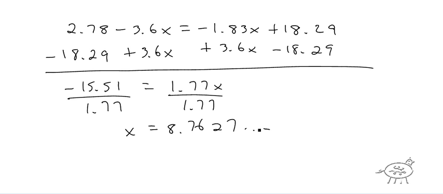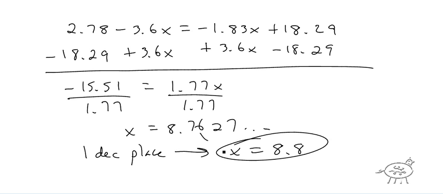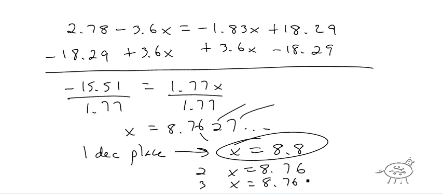Let's say I asked you to round to one decimal place. That's going to give you x equals 8 point, right? You look at the 6, you bump it up by 1, 8.8. Okay? If I ask you to round to two decimal places, you look at the 2, it's less than 5, so x equals 8.76. If I ask you to round to three decimal places, so this is 2, this is 3 decimal places, you look at the 7, it's 5 and above, so it's 8.763.